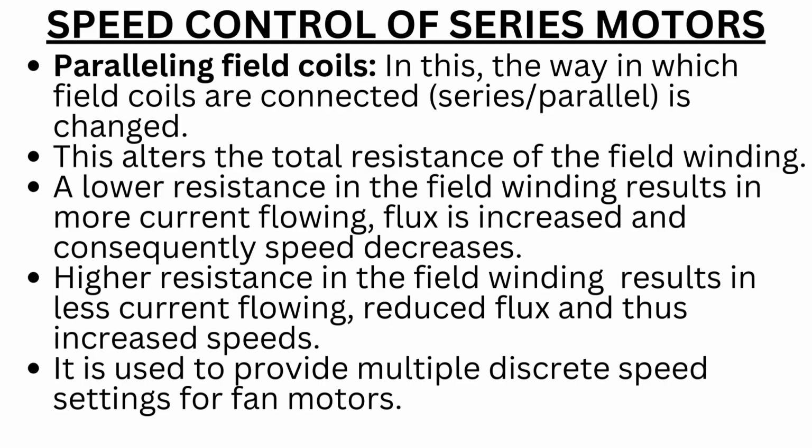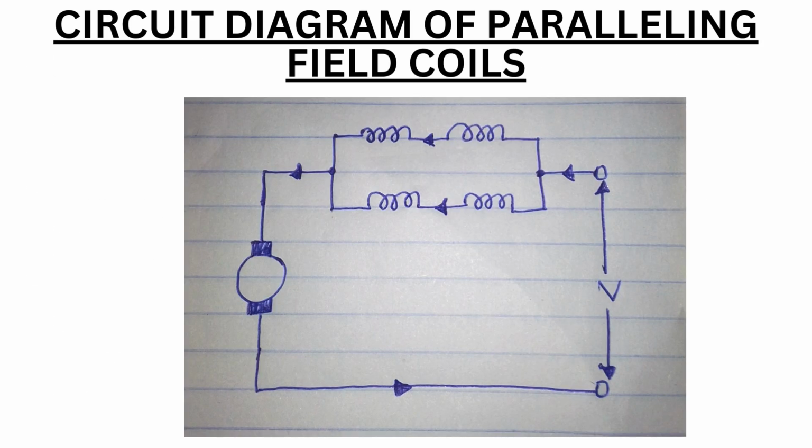Now let us look at paralleling field coils. In this, the way in which field coils are connected, that is series or parallel, is changed. This alters the total resistance of the field winding. A lower resistance in the field winding results in more current flowing, flux is increased and consequently speed decreases. Higher resistance in the field winding results in less current flowing, reduced flux and thus increased speed. It is used to provide multiple discrete speed settings for fan motors. The circuit diagram below is of paralleling field coils, usually employed in the case of fan motors.